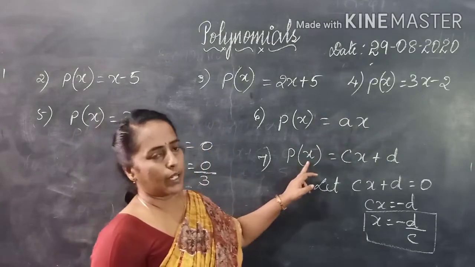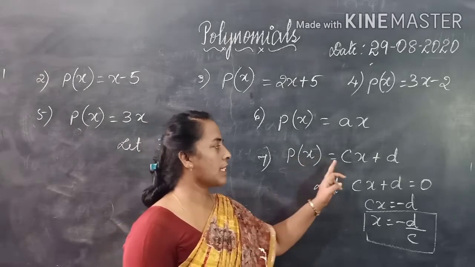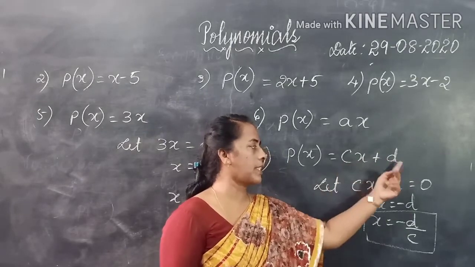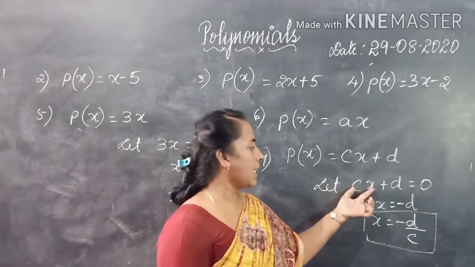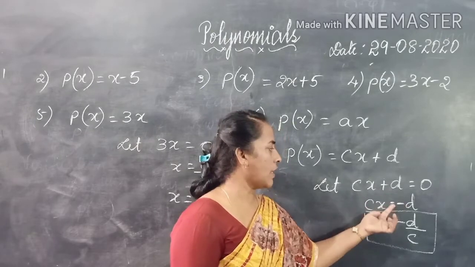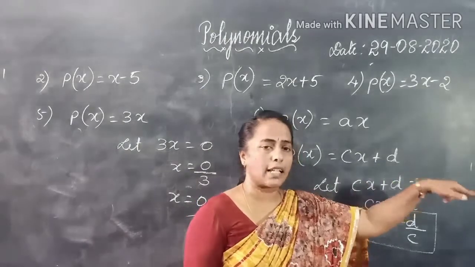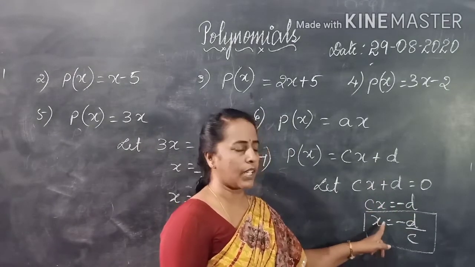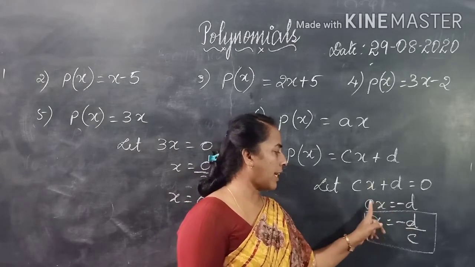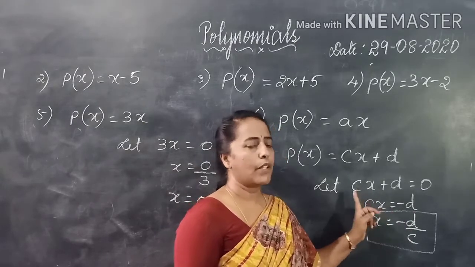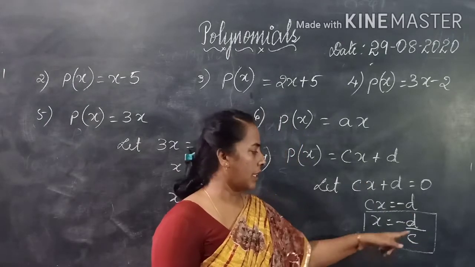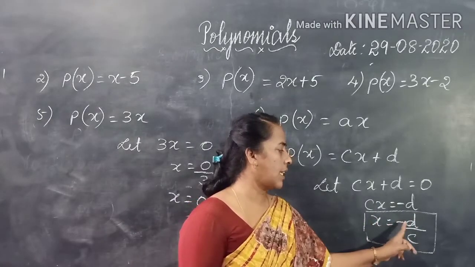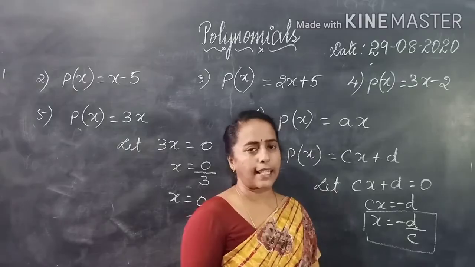Next, seventh one. Your given polynomial is p of x equals cx plus d. Let us equate this cx plus d to 0. Now, write cx as it is on the left side, equals, take this plus d to the right side. You have to change the sign. That is minus d. In the next step, keep x on the left side, equals minus d. Change the side of this c. It is multiplied by c. When you change the side, it goes to the denominator, that is divided by c. So the zero of the polynomial is x equals minus d divided by c.